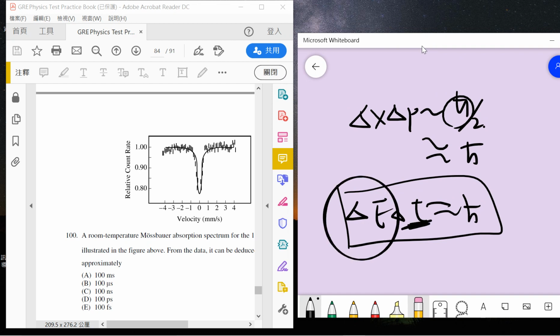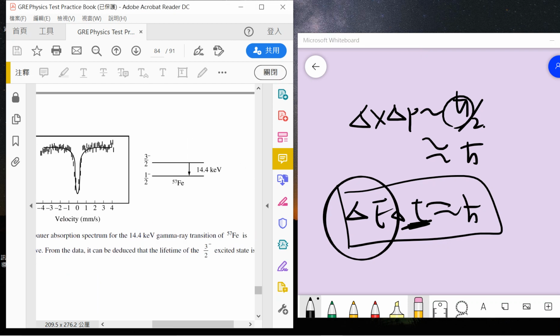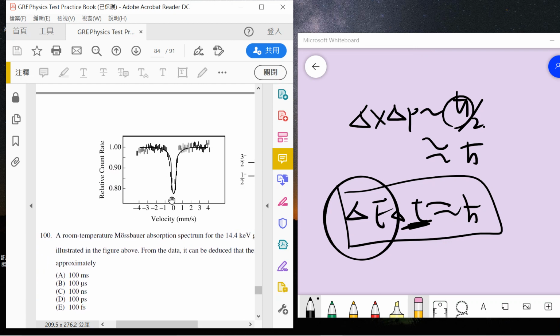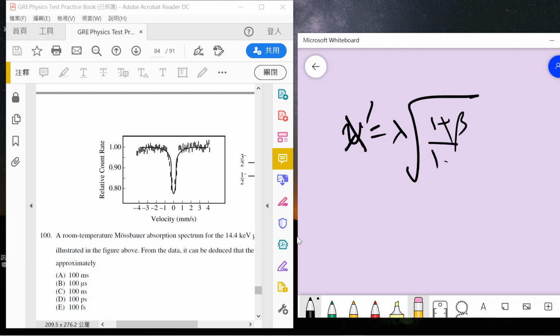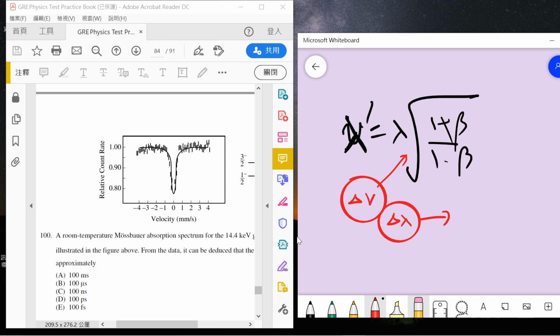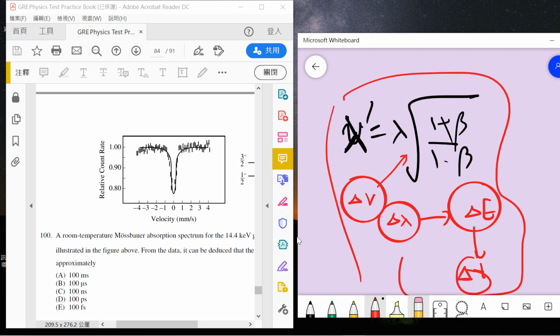So how do we find delta E? There's no delta E information here. We only have velocity information. But remember that in the Doppler effect of light, as I mentioned, since you have the velocity change, delta v will give delta lambda, and the delta lambda will imply the delta energy, and delta energy can solve delta t. So this is the whole process.